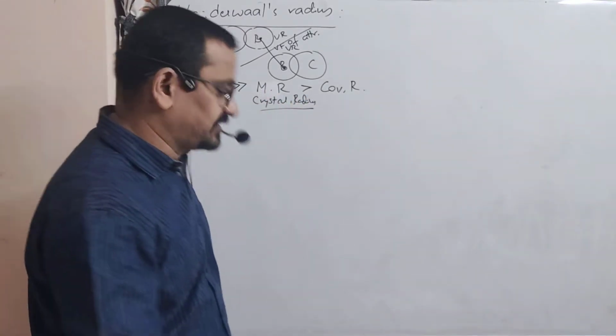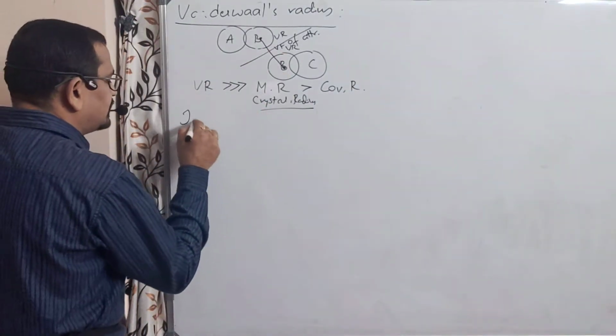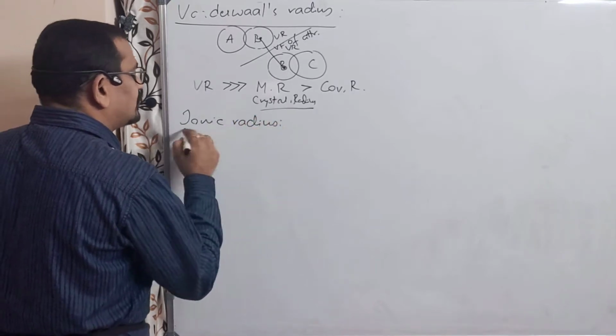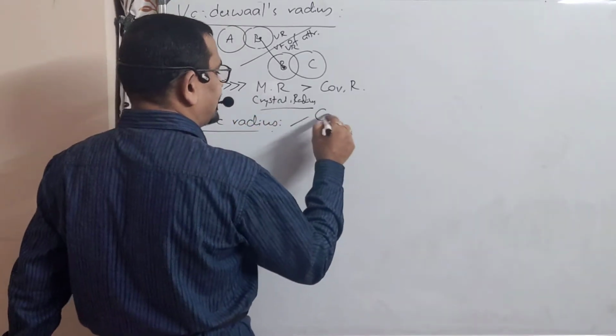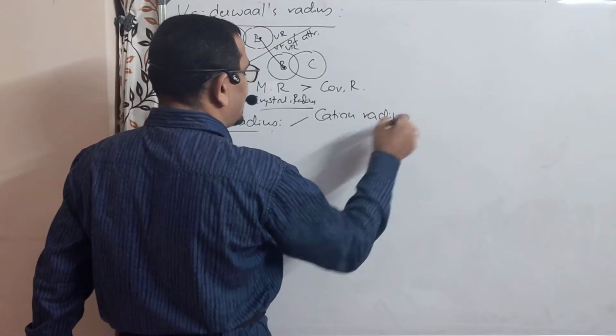Next, our next type of radius is ionic radius. Ionic radius means, for what type of ion is it? It is of two types again: cationic radius, the cation radius, and the anion radius.